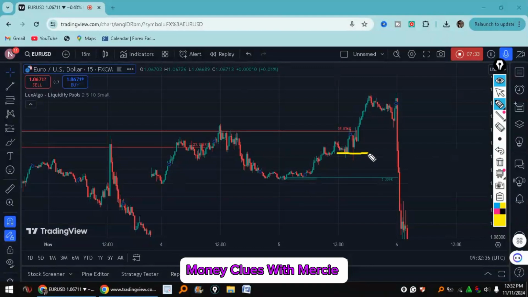And that's why you have to have knowledge of liquidity sweeps and so on and so forth. You have to understand as well what we call a break of structure, change of character, so that you'll be able to execute your trades perfectly.